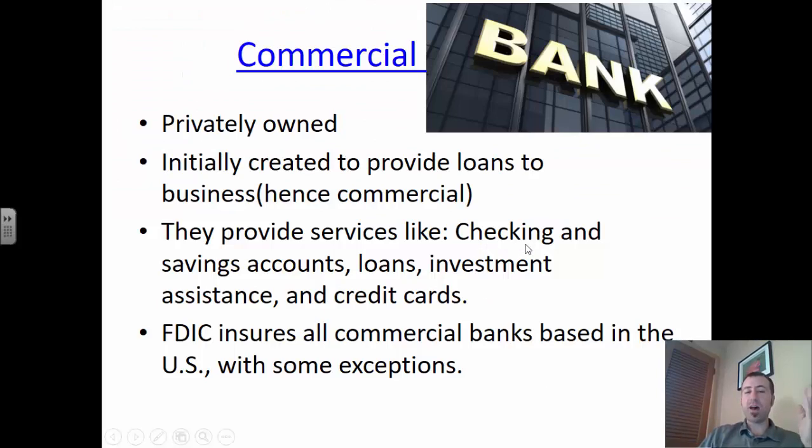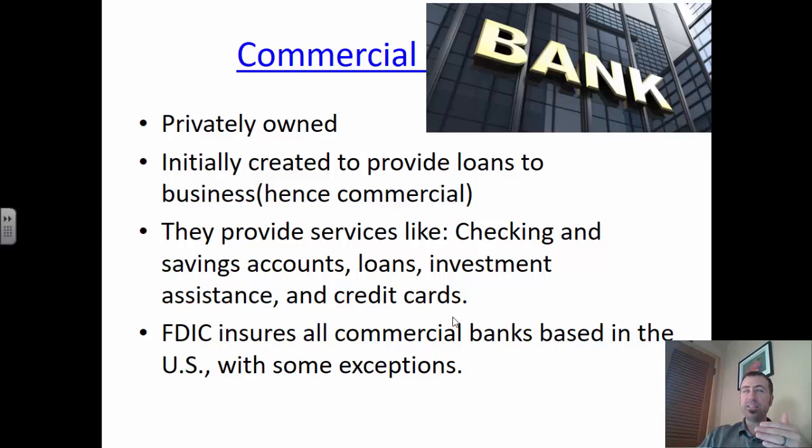And of course, they provide services like checking and savings accounts, loans, investment assistance, and credit cards, which all banks do, not just commercial banks. So credit unions and savings and loans do that too. The difference here is that they focus on businesses mostly. Of course, you can be a business working with a credit union and other places, but commercial banks specialize in that. So most of the time, if you're a business, you go there. And of course, this is why commercial banks are usually really big banks compared to your credit unions and your savings and loans. And of course, it's insured by the FDIC.